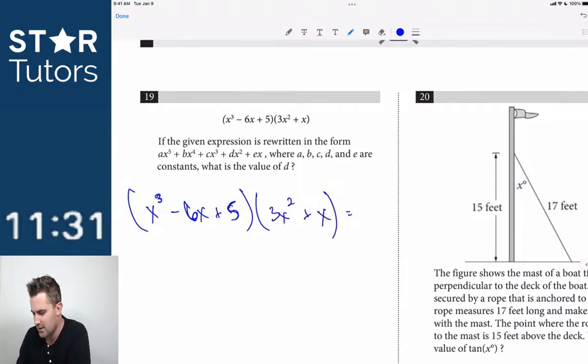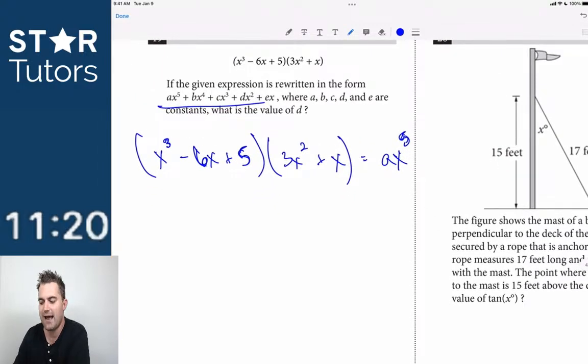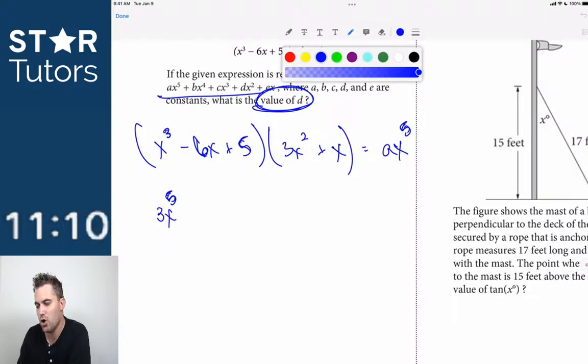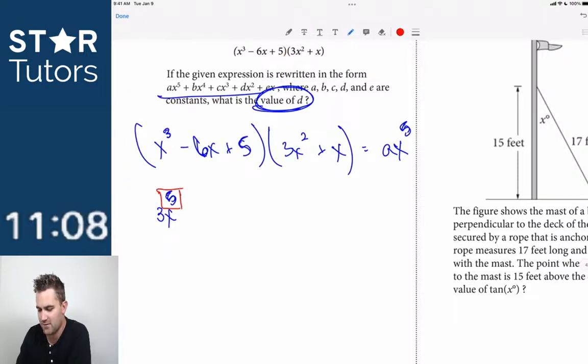And then when you write this out, guys, what they're really looking for is ax to the 5th, right? Anytime you see this, and they give you all of these constants, you're just factoring it out. And it looks like here we're looking for the value of d. Mark up the page as much as you can. So we get 3x to the fifth. And we know that that's going to be the only term that we have to the fifth, right? 3x to the fifth.